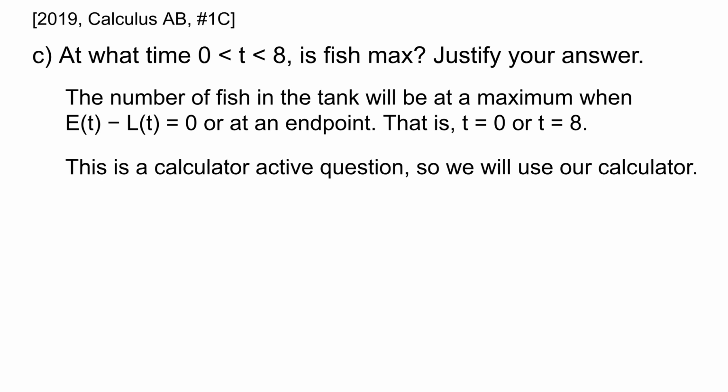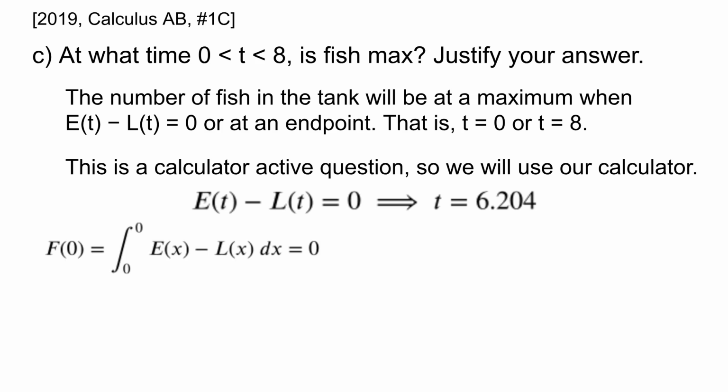And since this is a calculator active question, we will use our calculator to solve this problem. So using our calculator to figure out when E of t minus L of t equals 0, we discover that this will happen when t is equal to 6.204. So in order to determine the number of fish in the lake at t equals 0, t equals 8, or t equals 6.204, we're going to have to set up an integral.